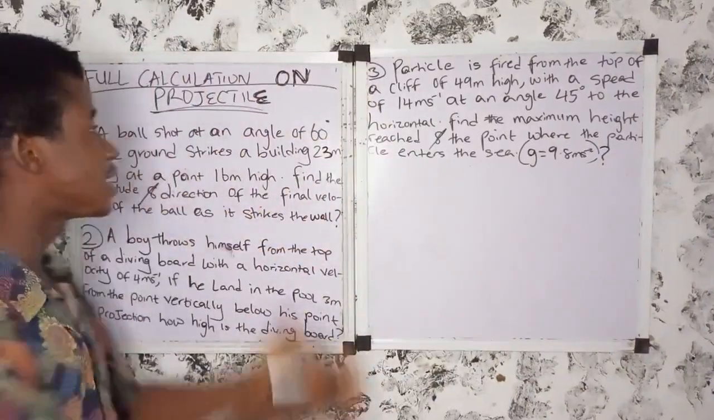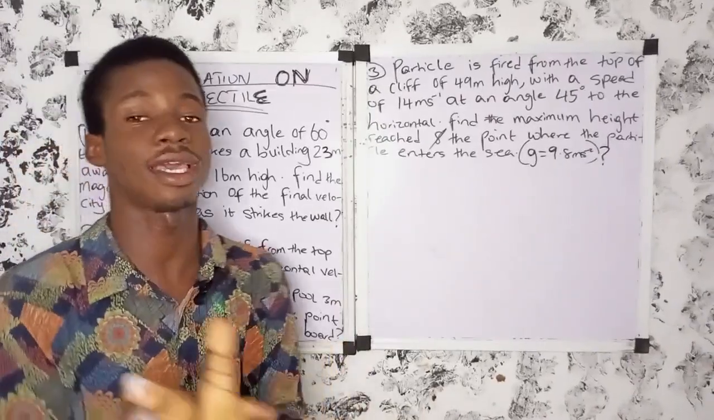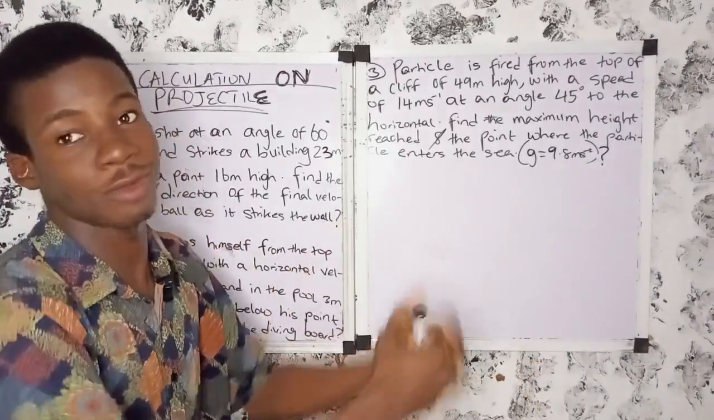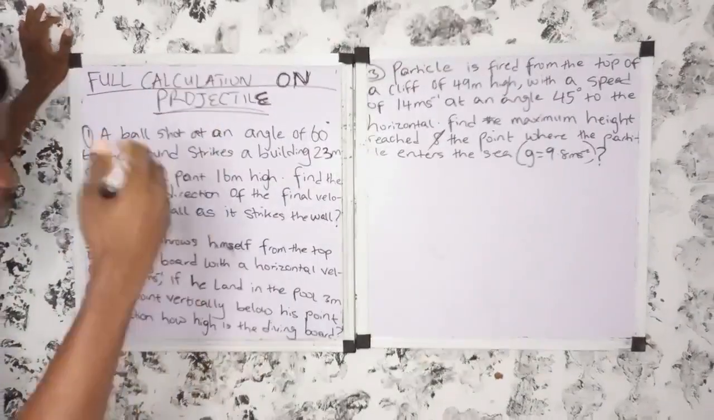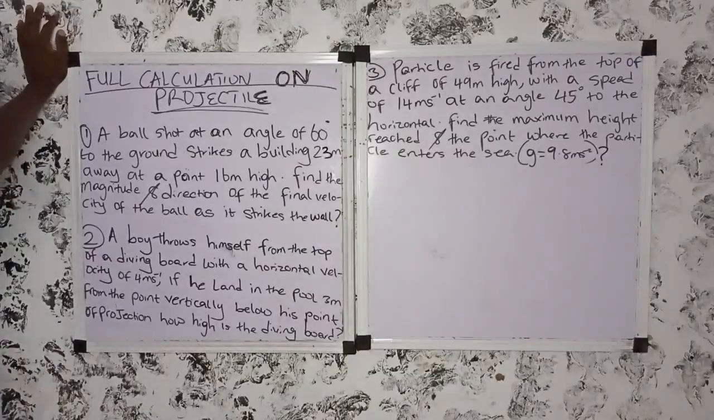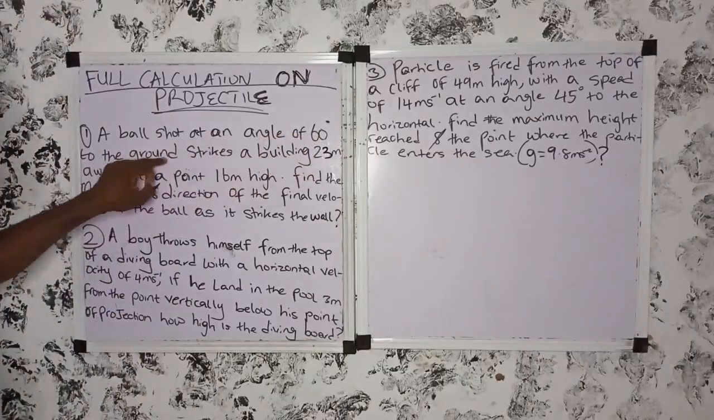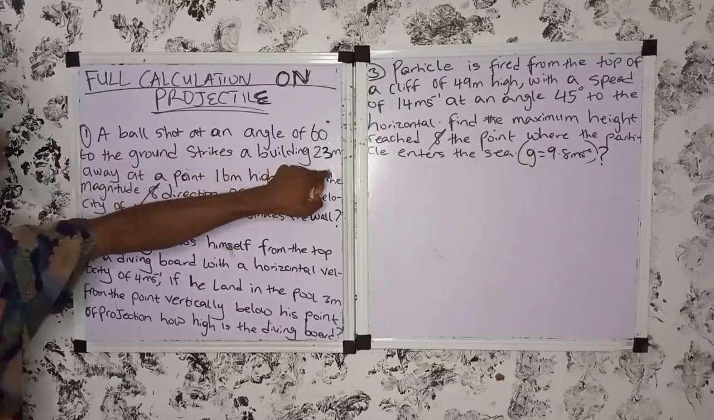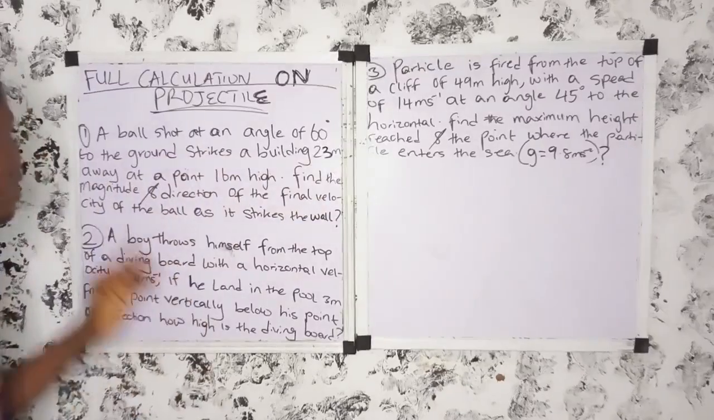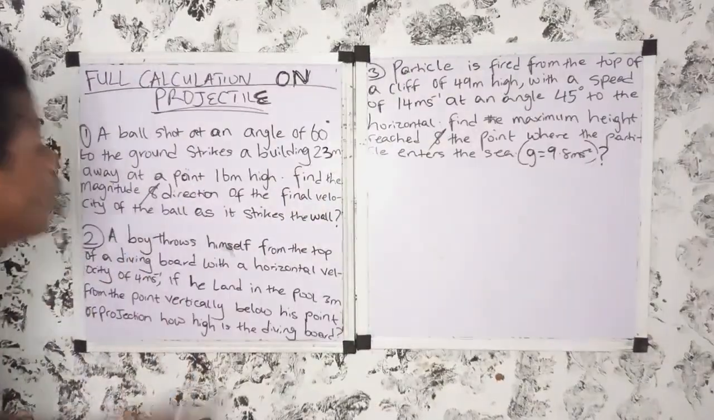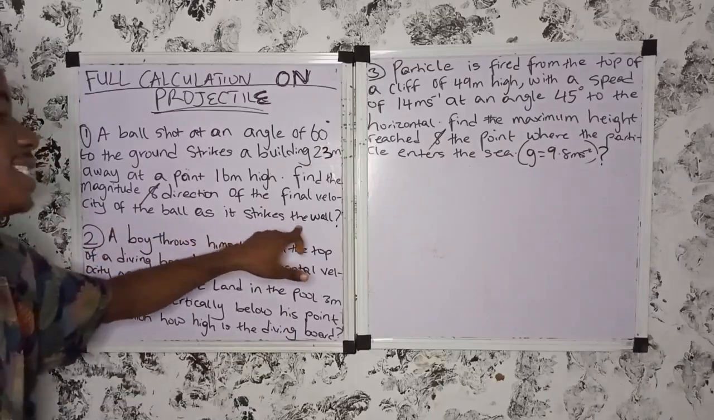Okay, so let's start with the very first. And note, these questions are in the back of your textbook in projectile. So let's start with the very first question. A ball shot at an angle of 60 degrees to the ground strikes a building 23 meters away at a point 16 meters high. Find the magnitude and direction of the final velocity of the ball as it strikes the ground.